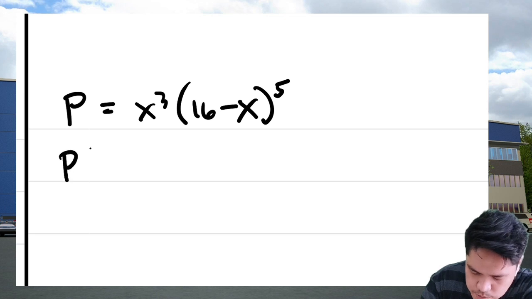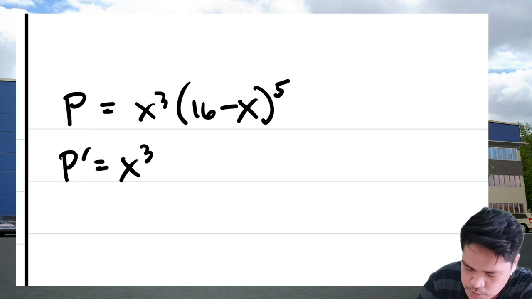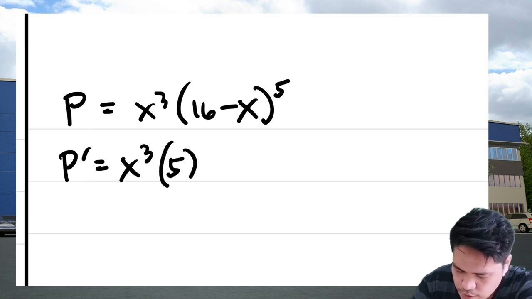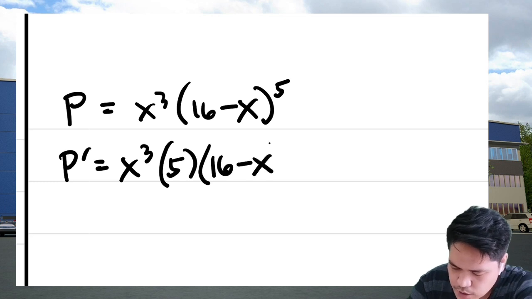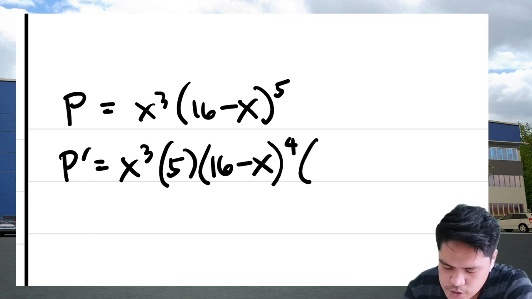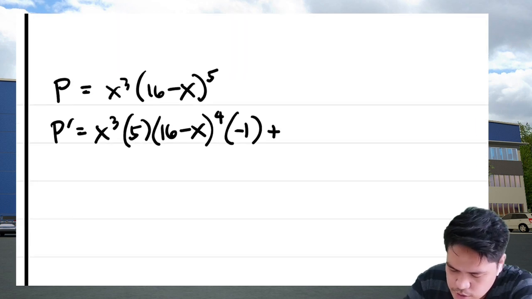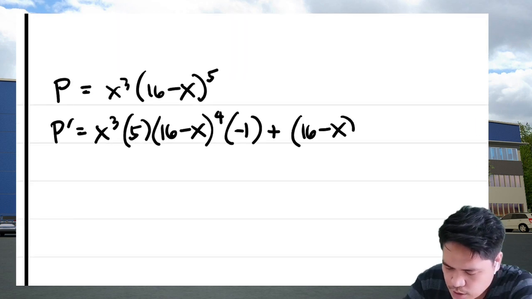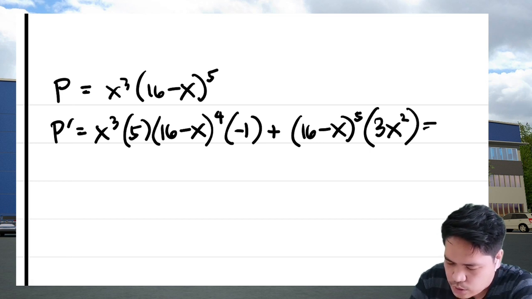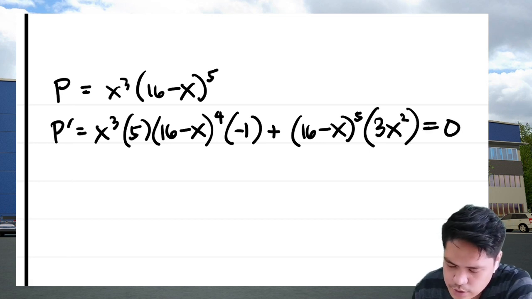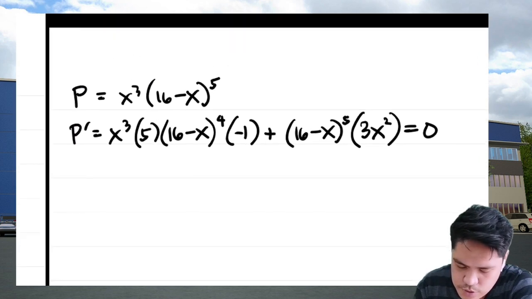So we have p prime equal to x cubed times the derivative of this, that would be 5 times 16 minus x raised to 4 times the derivative of 16 minus x, which is negative 1, plus 16 minus x raised to 5 times the derivative of x cubed, which is 3x squared. Then we'll equate this to 0 since we are getting the maximum.